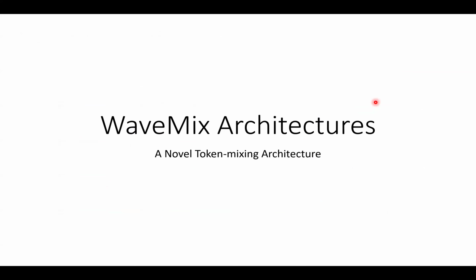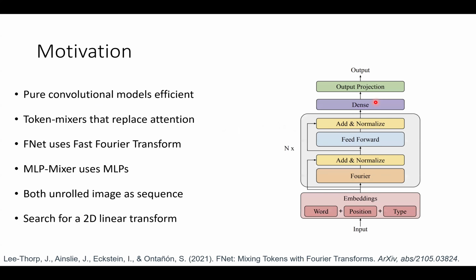Now coming to the second chapter, which is WaveMix architectures, a novel token mixing architecture. Even though in the first chapter I tried to improve upon the transformer architecture without removing the self-attention completely, it was very apparent that attention by itself is a very complex and very resource-intensive operation. So are there other ways where we can completely remove self-attention from the architecture and replace it with some other token mixing architecture and still get similar performance while consuming fewer resources?